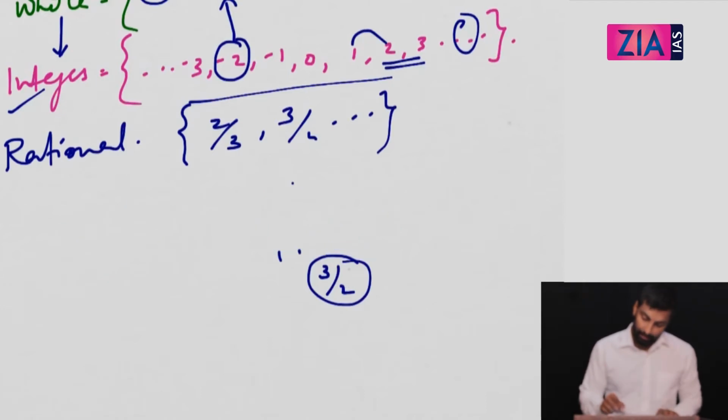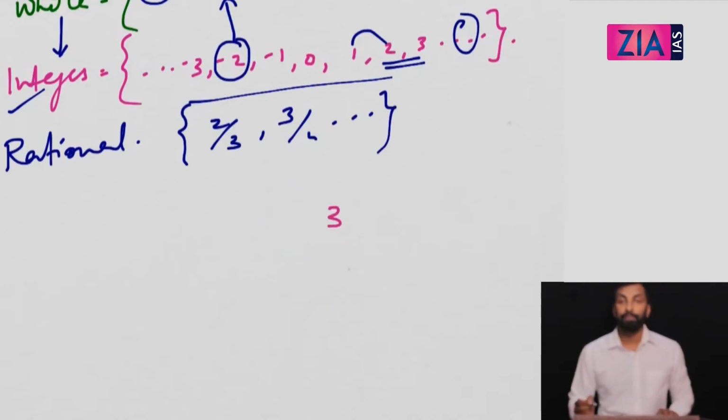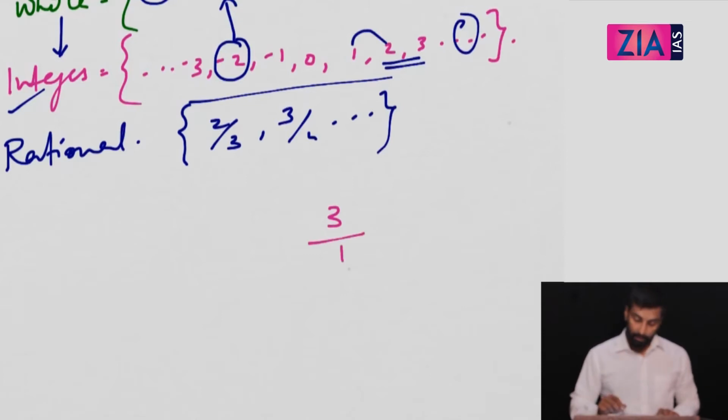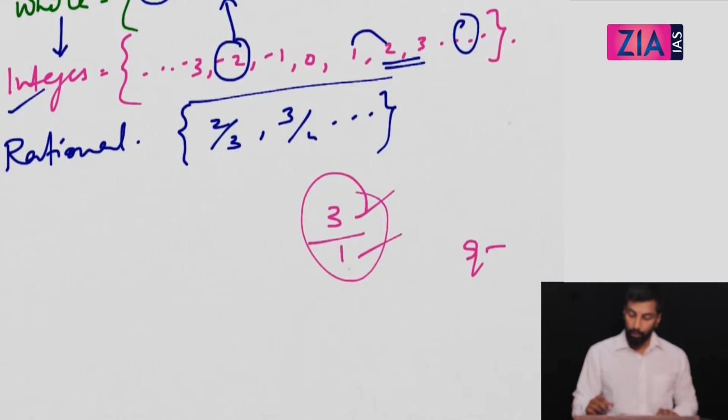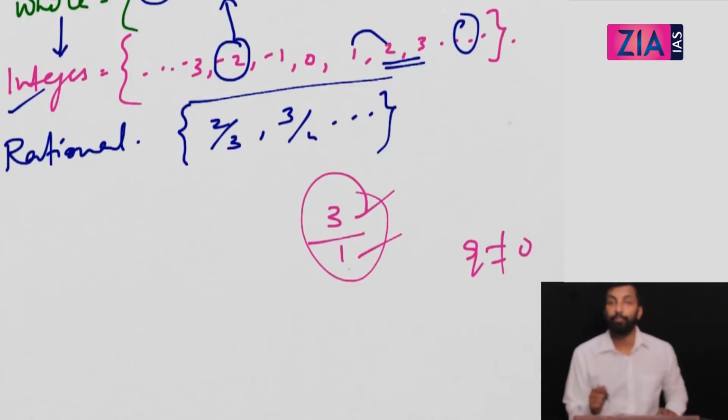Now, the question is, can an integer be a rational number? Let's take 3. 3 is an integer. Can it be a rational number? Yes, it is a rational number, because I can write 3 as 3 by 1. This is of the form p by q, where p and q are integers and q is not equal to 0. So all the integers are in fact rational numbers, and between any two integers there are infinite rational numbers further. I hope this is clear for all of you.